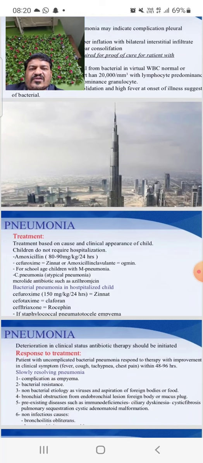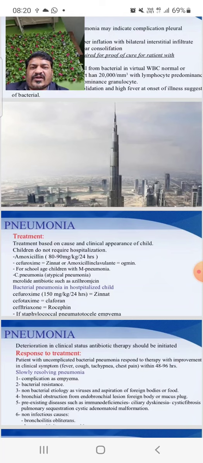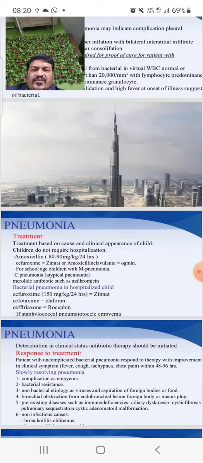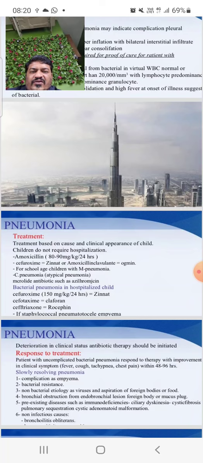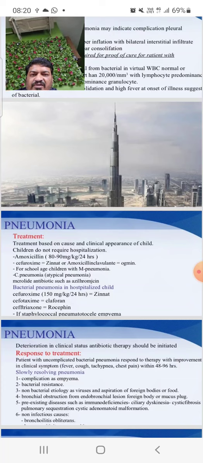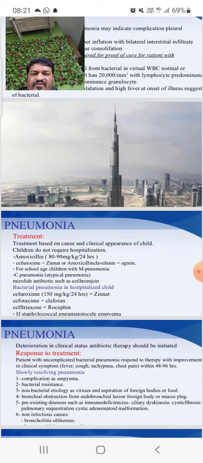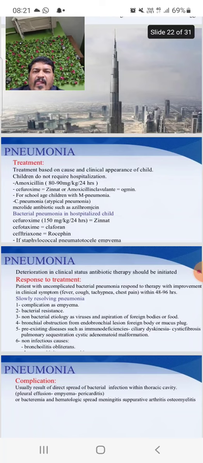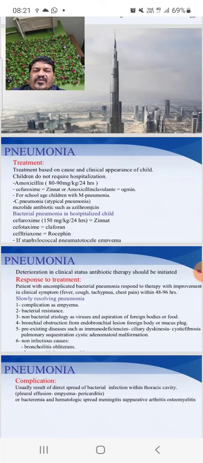Treatment is based on the cause and clinical appearance of the child. Most children do not require hospitalization. Amoxicillin 80 to 90 milligram per kg per 24 hours, or cefuroxime. For school age children with mycoplasma pneumonia, chlamydia pneumonia, or atypical pneumonia, macrolide antibiotics such as azithromycin are used. For bacterial pneumonia in a hospitalized child, cefuroxime in a dose of 150 milligram per kg per 24 hours, cefotaxime, also called Claforan, or ceftriaxone. If pneumonia is not stable, then we use a broad spectrum antibiotic. With deterioration in clinical status, antibiotic therapy should be initiated.